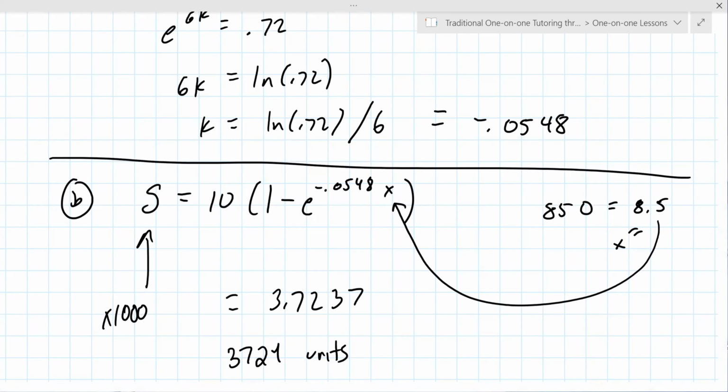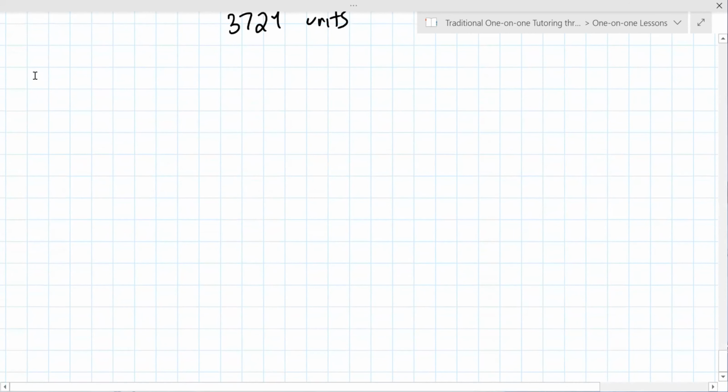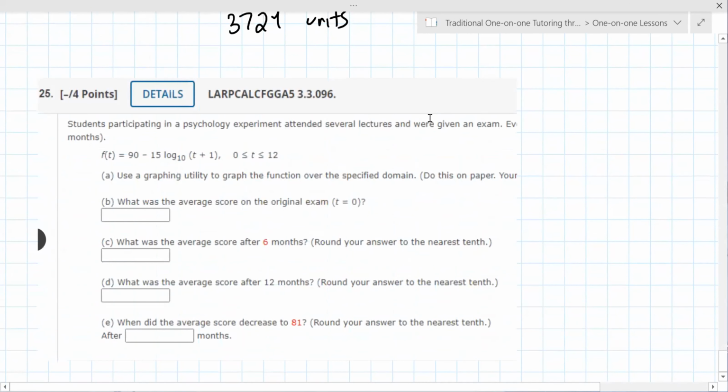Got it. All right, let's jump back to Niko. Some sort of horrible log, another log one here. Okay, so this is kind of similar. Some of this is setting t equal to a certain value, and some of it is setting f of t equal to some value. So let me see here what the variables are.